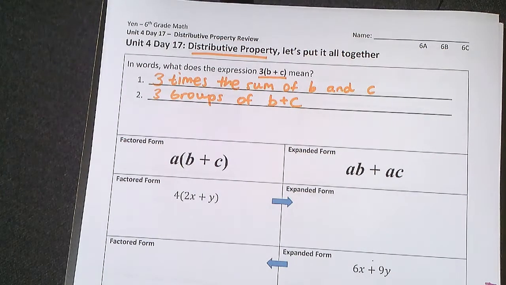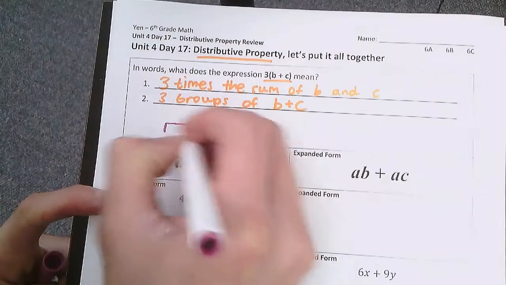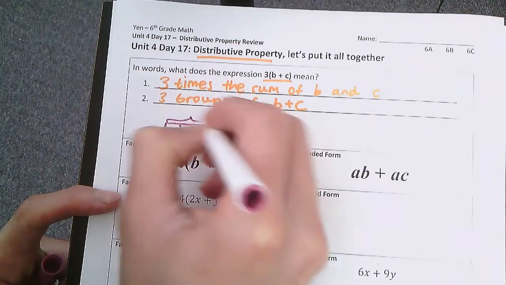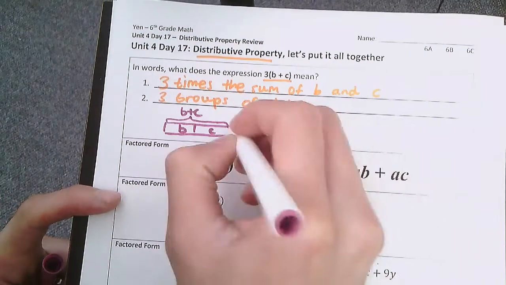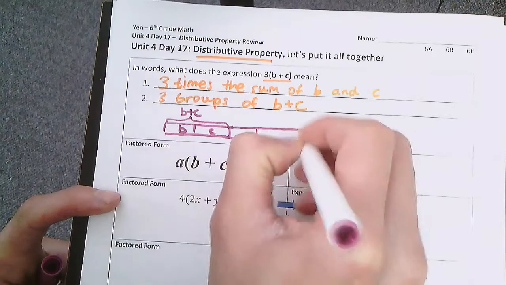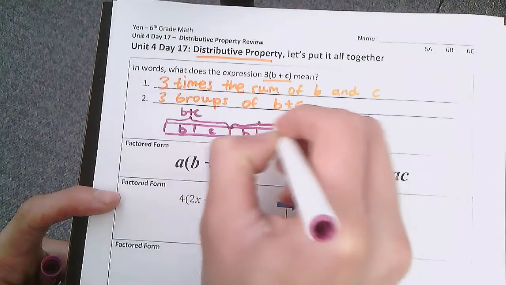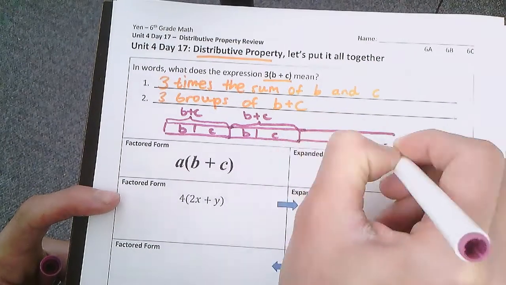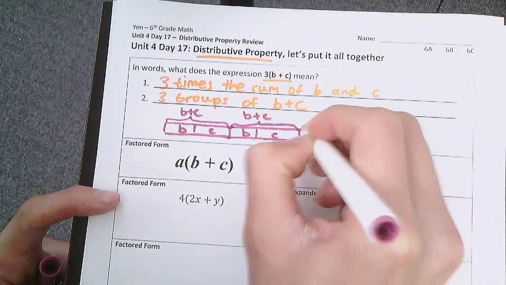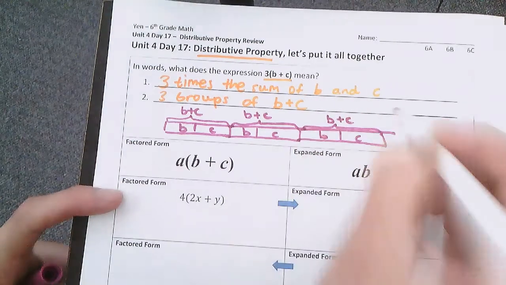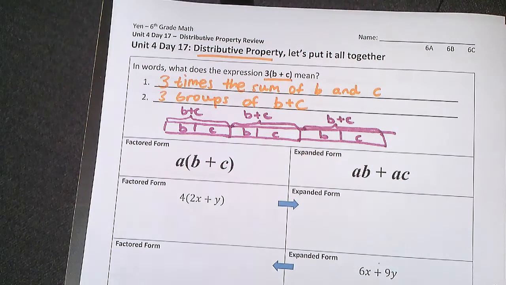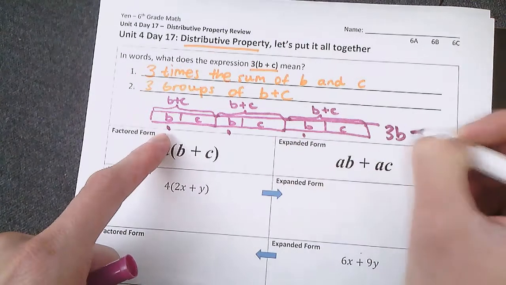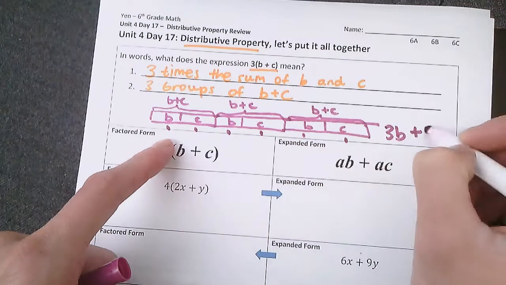And the way that we can draw that out, that's like having 1 group of b plus c. Right, here's 1 group of b plus c, another group of b plus c, and a third group of b plus c. And altogether, there's 1, 2, 3 b's, so that's the same thing as 3b plus 1, 2, 3 c's, 3c.